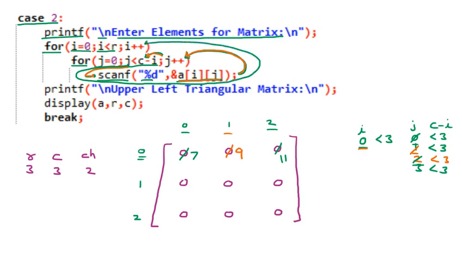So here, I is incremented this time. So I is 1. Now again going down, condition check: 1 less than 3, true. Going down, j will again start from 0. So j is 0. But the condition now is j less than c minus I. C means 3, I means 1, 3 minus 1 is 2, so 0 less than 2.